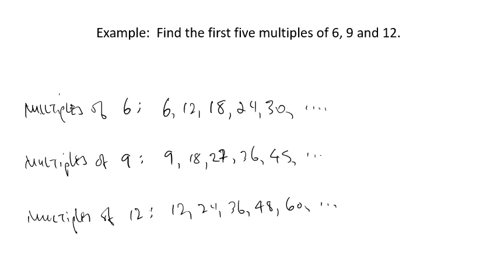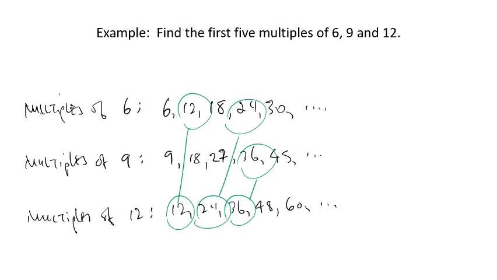Now, I want to point out that you will see that some of these numbers are the same. So this 12 and this 12, this 36 and this 36, this 24 and this 24. So we've got some of these things in common. And we'll come on to that a little bit more later in the chapter. This idea that there are multiples that are in common is a pretty important idea that we'll address later.